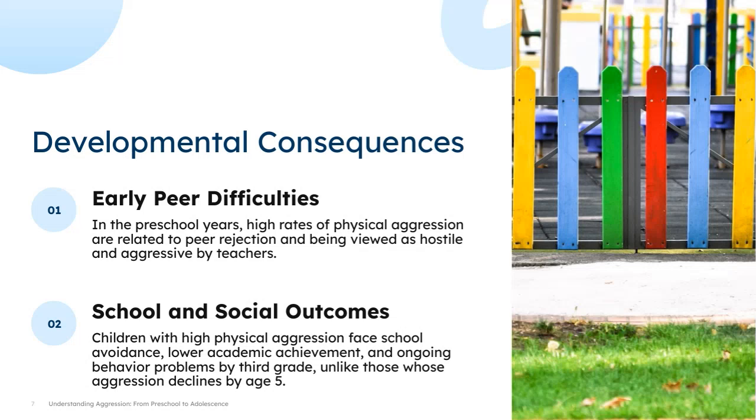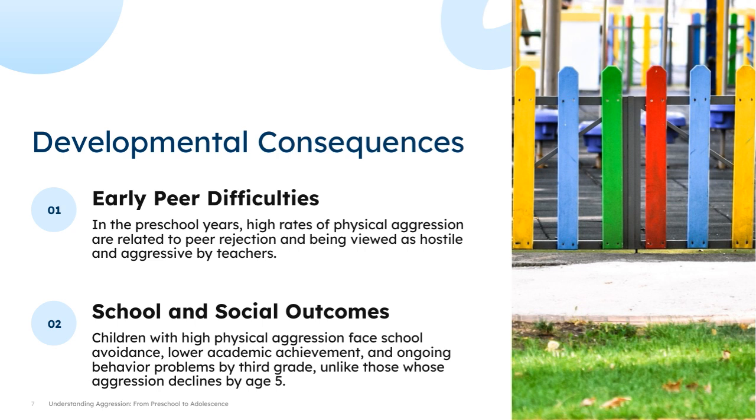On the left, we see that young children who show high levels of physical aggression often struggle with their peers early on. They tend to be rejected by other children and are perceived as hostile or aggressive by their teachers. These peer difficulties make it harder for them to build positive social relationships during those crucial preschool years.